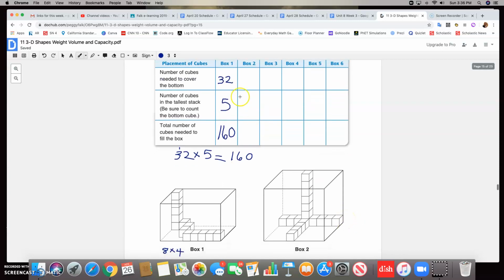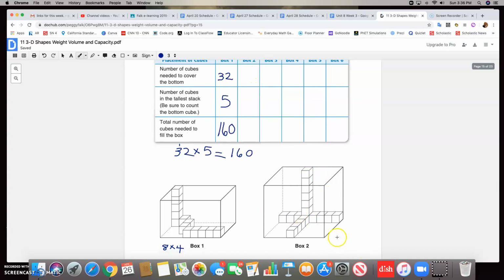All right, so let's go to box 2. Okay, number of cubes needed to cover the bottom. Well, kind of a couple different ways you could do this. I know this is back in kind of that back far wall corner. So I have 1, 2, 3, 4, 5, 6, 7, 8. Okay, so I have 8 cubes wide. Okay, so how many of these rows can I fit on the base?